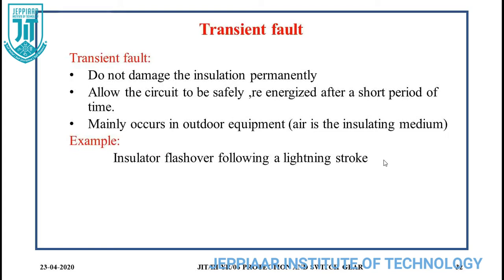What is meant by transient fault? A transient fault is one which is not permanent, does not damage the insulation permanently, and allows the circuit to be safely re-energized after a short period of time. It may be 1 second or 2 seconds. It may get automatically re-energized, and mainly it occurs in outdoor equipment, wherever we are using air as the insulating medium. An example of a transient fault is insulator flashover following a lightning stroke.